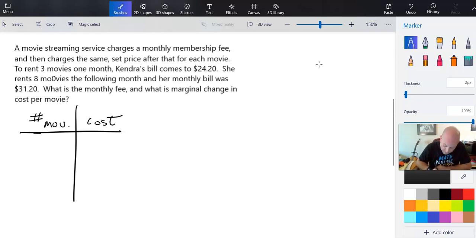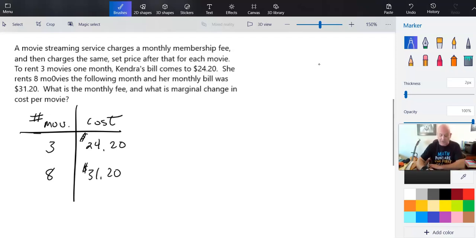Okay. So the number of movies, we know that at 3 movies, the cost is $24.20. Right? That's the number of dollars. And at 8 movies, that makes it $31.20. So those are actually 2 points. I have the point (3, 24.2), and then I have the point (8, 31.2).